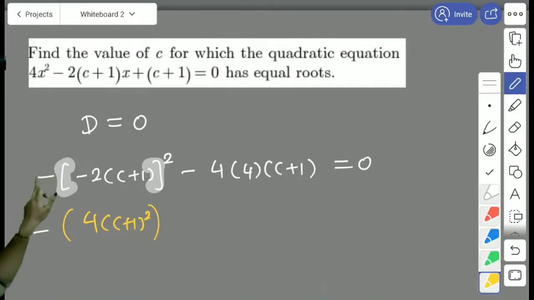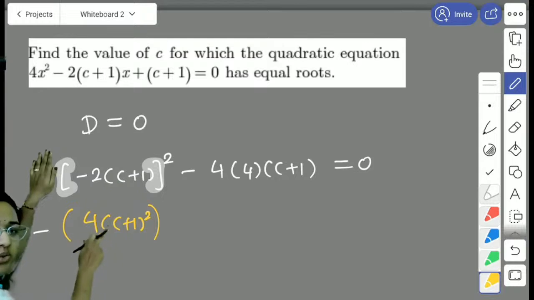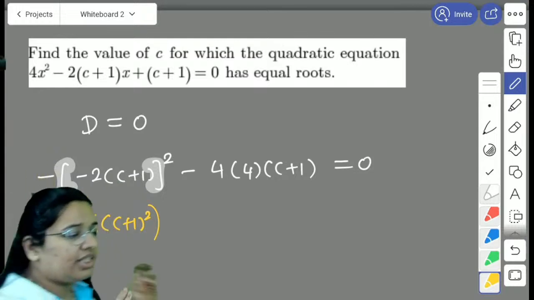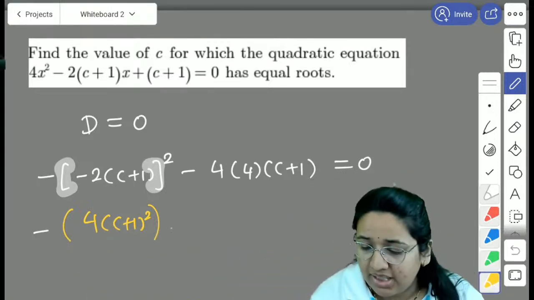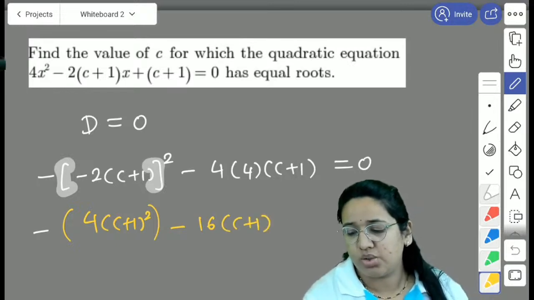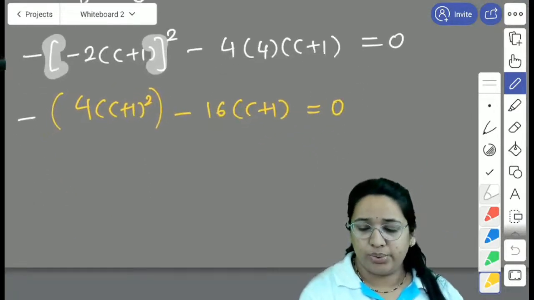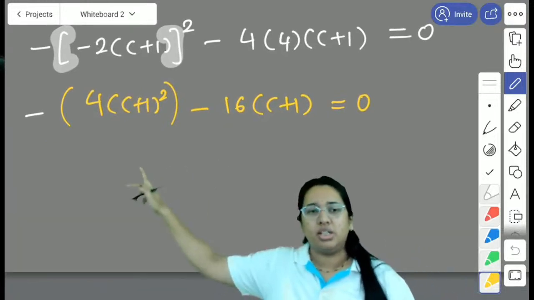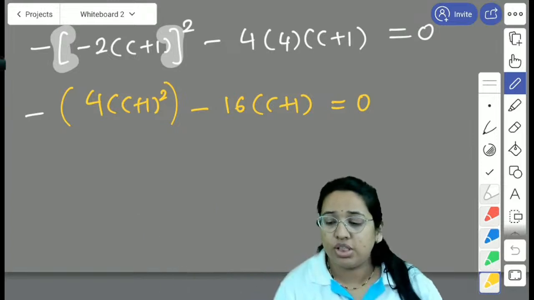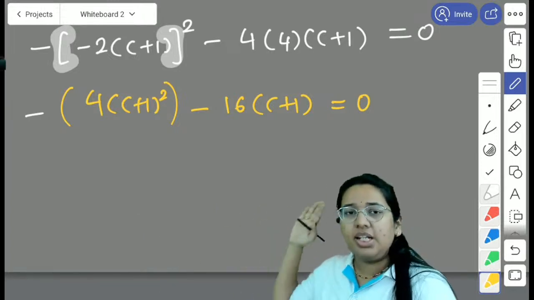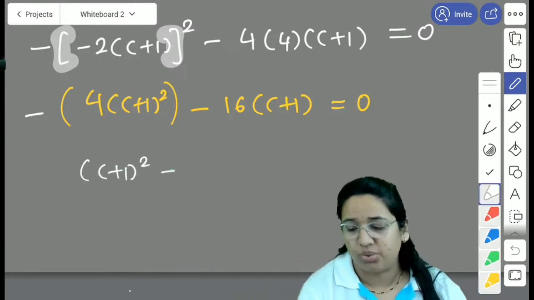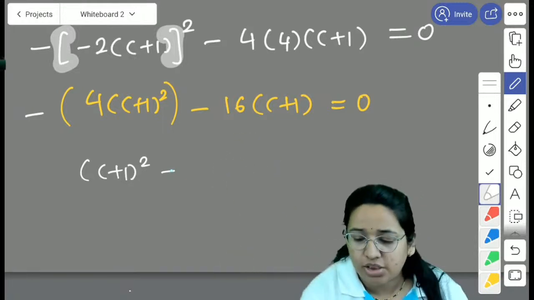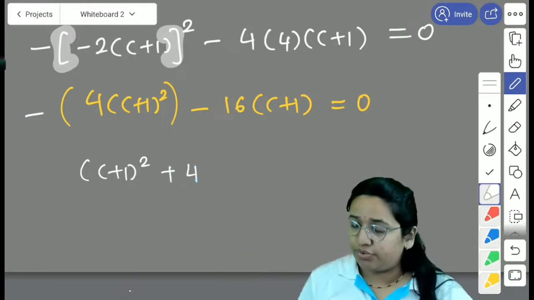One cannot cancel this minus sign with the 1. The first part is that the square of minus is obviously positive, but there is originally a negative sign before that bracket. So we have to carry this minus sign as it is. Minus 16 times (c plus 1) equals 0. So one thing you can do here, I can see for both the terms there is a minus sign as well as a 4. So we'll just divide this equation by minus 1. So you will get (c plus 1) whole square minus 16 divided by minus 4, which will give the answer plus 4 only.